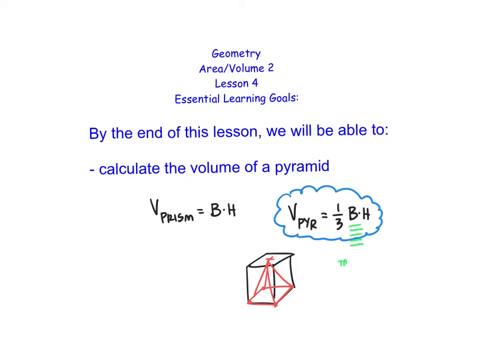It could be a triangle. It could be a trapezoid. It could be a regular polygon for that matter. So we have to have in the back of our mind all these different area formulas. Okay, so be prepared to calculate different areas determined by the base of the pyramid. All right, let's get into it.